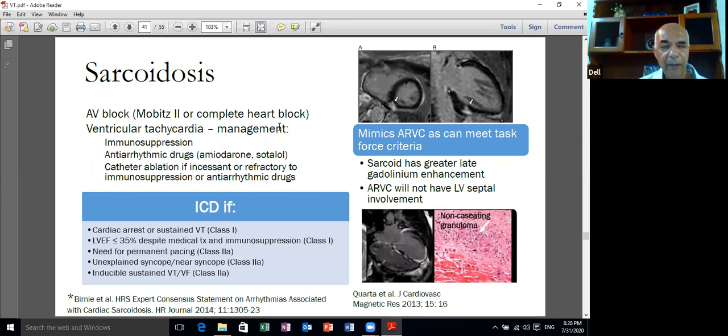So whenever you think of sarcoidosis, don't put a pacemaker, you put an ICD. And for ventricular arrhythmia, we use steroids as an antiarrhythmic drug in this condition. We use also the antiarrhythmic drugs. We might use ablation if it is incessant arrhythmia and refractory to immunosuppression and antiarrhythmic drugs. And the ICD is indicated if there is cardiac arrest, ejection fraction is low, if you need permanent pacing, or there is arrhythmogenic syncope that cannot be explained otherwise, or you have an easy induction of sustained ventricular tachycardia.